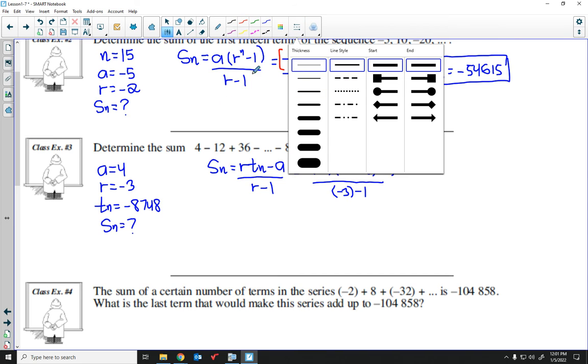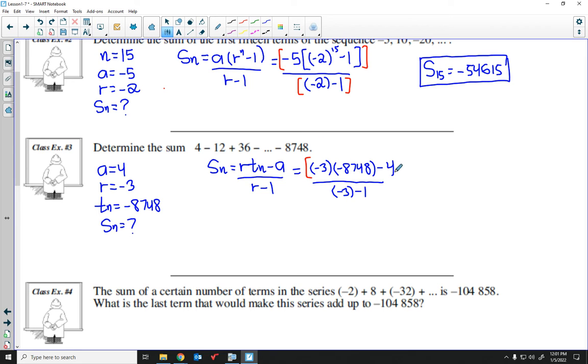And again, I'll put the top and the bottom in its own set of brackets so I don't mess the order of operations up. And I'll go back to my calculator and just quickly show the work for this.